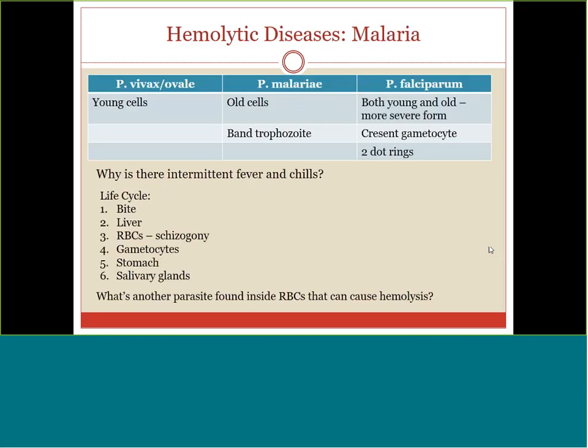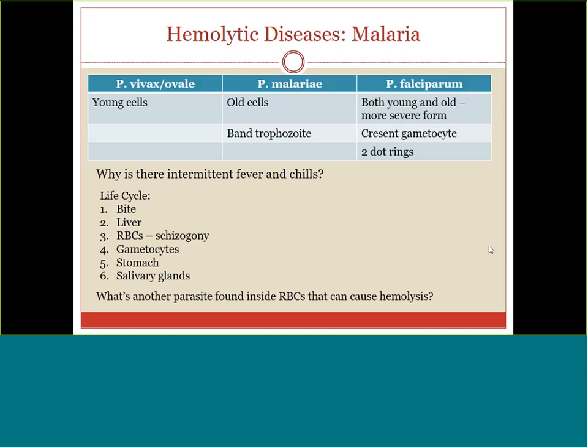Malaria was another hemolytic disease learned. So malaria is a parasite that loves to live inside the red cells and use it to make more of itself. But when it does that, it hemolyzes the red cell when it's all done with it. So that's the hemolytic part. So we had 4 species of parasite. You have Plasmodium vivax and ovale, Plasmodium malariae, and Plasmodium falciparum.